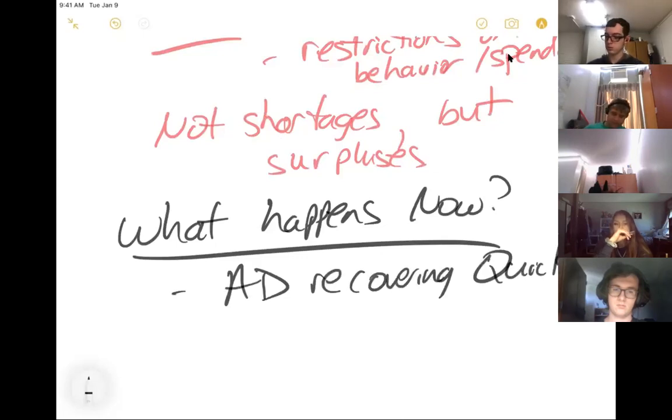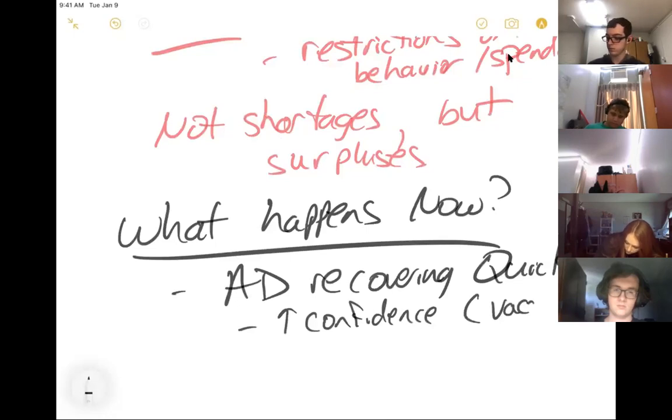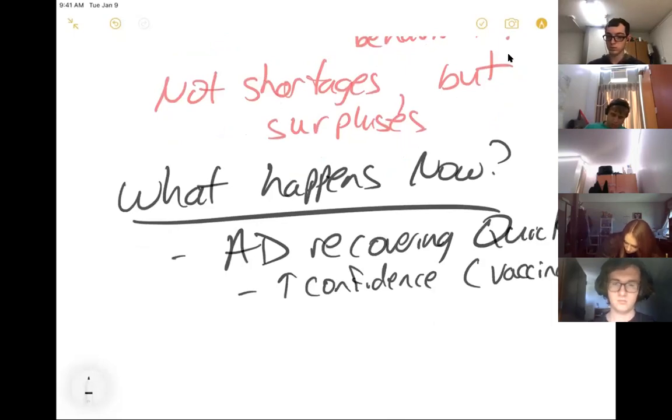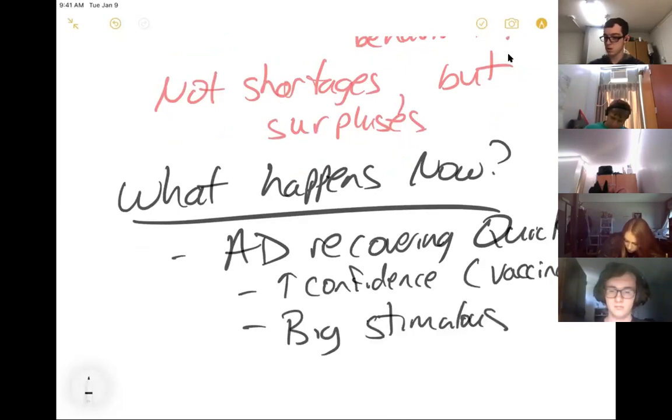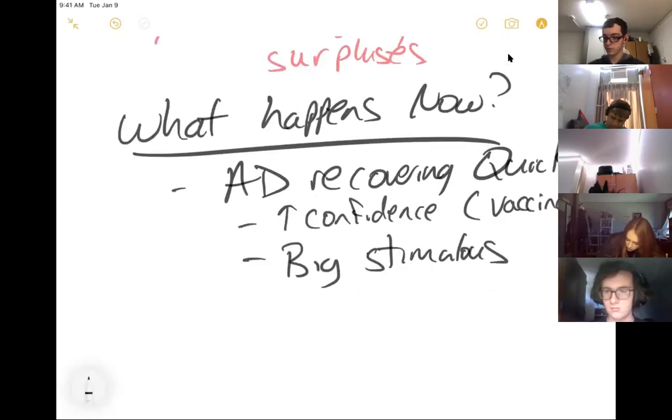It's pretty clear that aggregate demand in the US economy is recovering quickly. Confidence is returning as we have more and more vaccinated people, and people are feeling like they can go out and they can work, they can spend. But there's also been big stimulus from the US government that has increased aggregate demand, right? The US government has had a couple of big stimulus packages, and President Biden's talking about more stimulus.